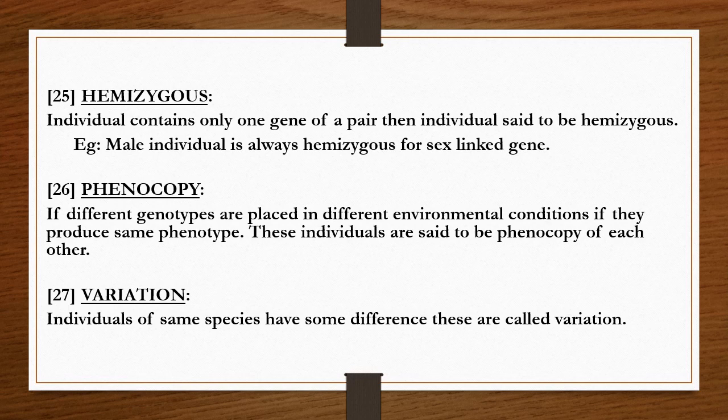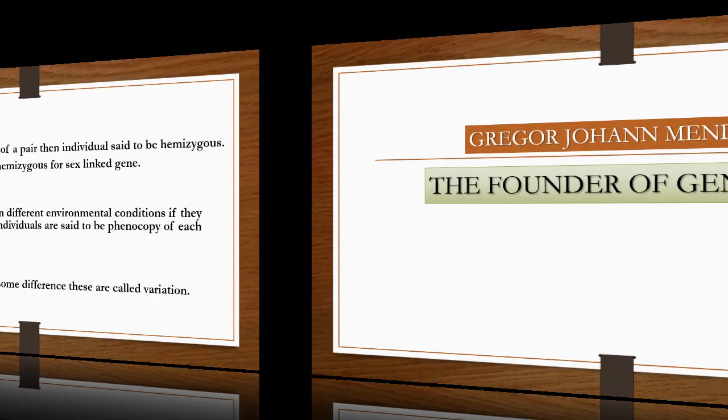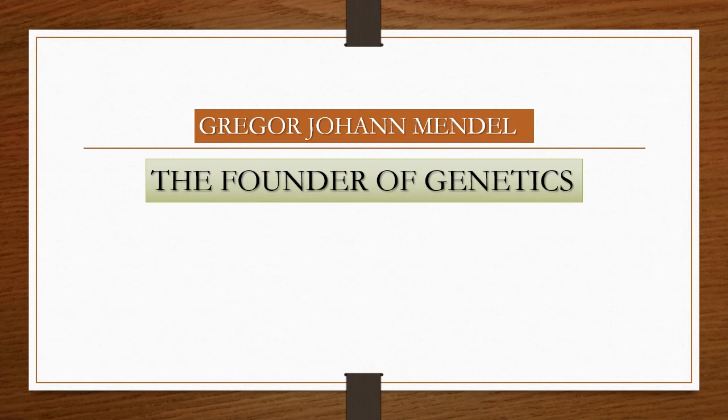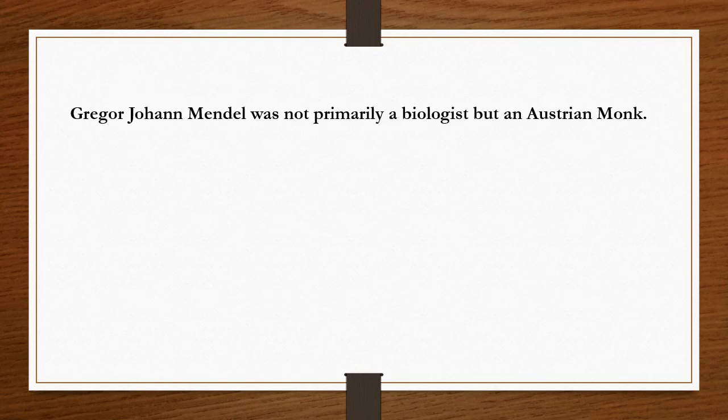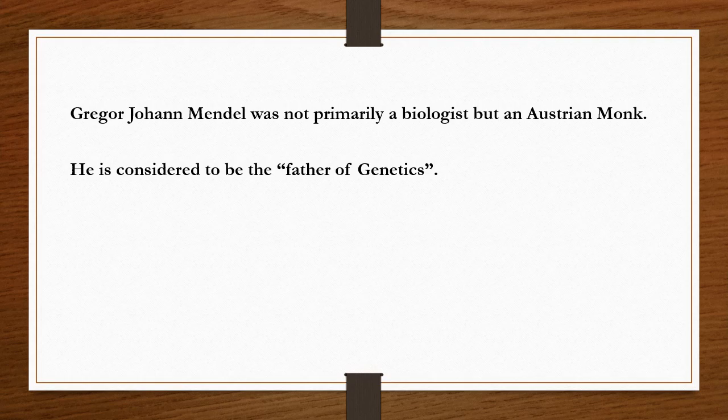Variation. Individuals of the same species have some differences. These are called variation. Gregor John Mendel, the founder of genetics. Gregor John Mendel was not primarily a biologist but an Austrian monk. He is considered to be the father of genetics.